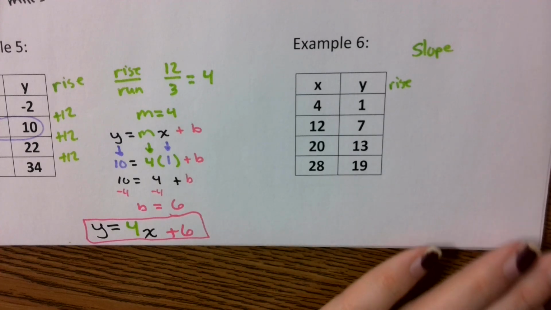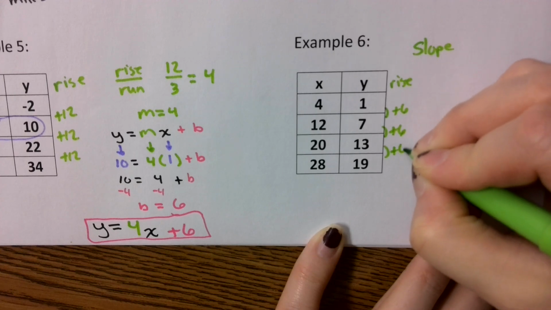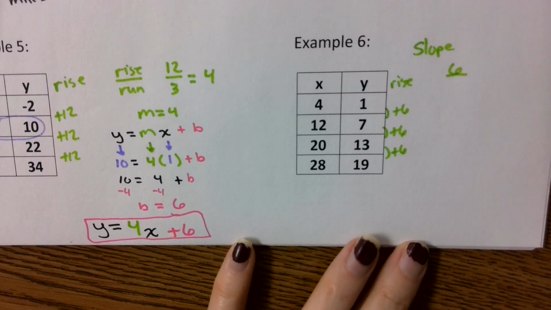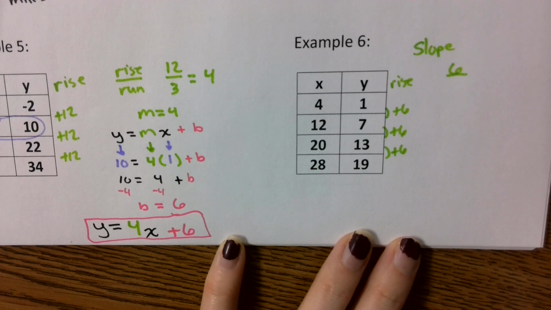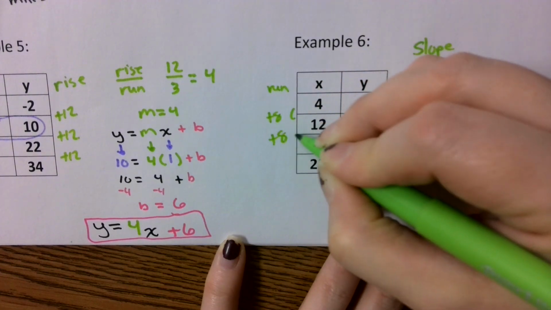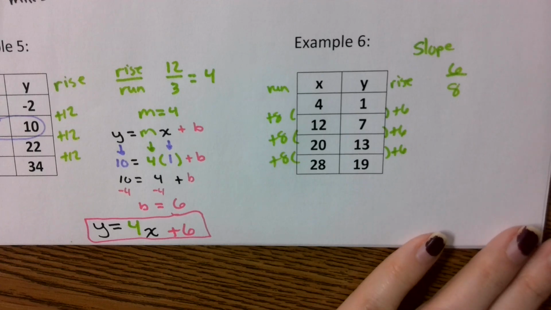For the rise, not the y, the rise is going to be 6. For the x, it would be 8. It's not called the x, it's called the what? The run. For the run, it's going to be 8. Okay, now what do we do?